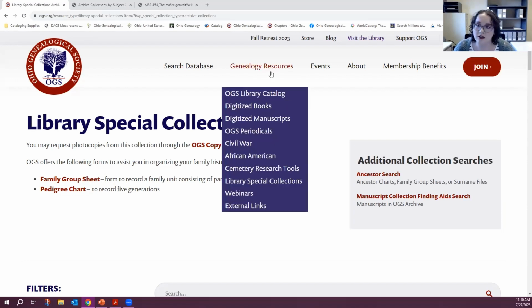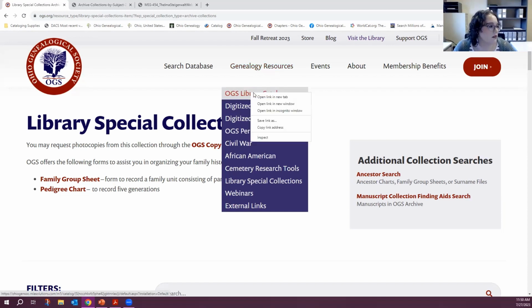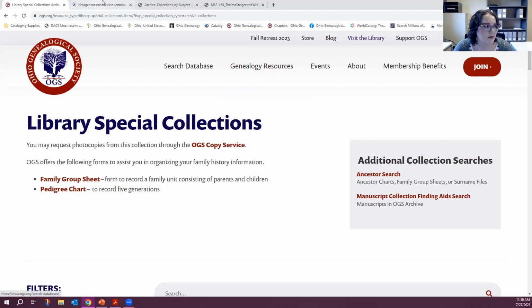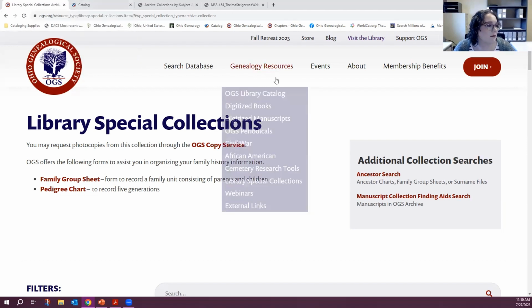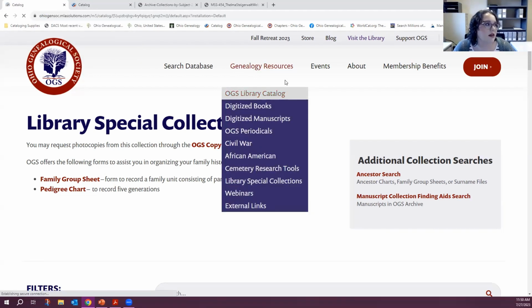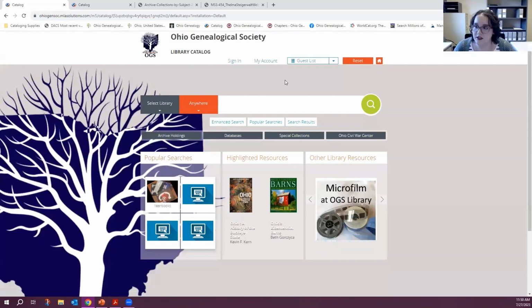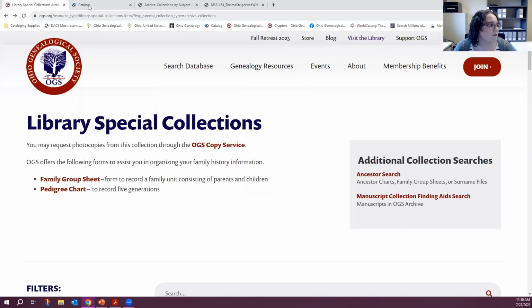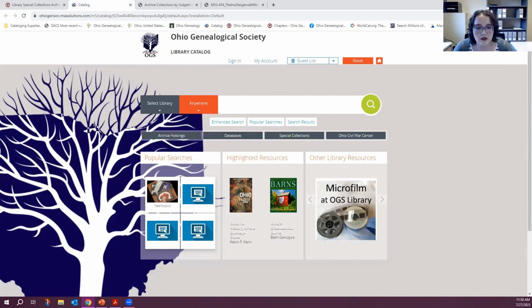So if you're at OGS's website again, OGS Library Catalog is the first one. I'm going to open a new tab just because that's my preference. If you clicked OGS Library Catalog, it would take you out of OGS's website and you can just go back, but I like opening in a new tab. I won't belabor the catalog too much. Linda Swanson has discussed the catalog in depth, and what she talks about in her presentation is applicable to archival collections as well.